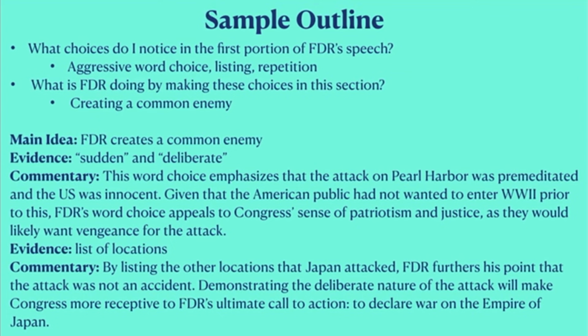He repeated the word attacked. He also repeated the word deliberate. Those are my major choices. That's what I want to talk about. Then I have to ask myself, okay, what is he doing by making these choices? More broadly, all of these things point to him trying to create a common enemy. That's going to become my main idea. So instead of focusing on just repetition or just the list, I'm going to focus on trying to prove that he begins his speech by creating a common enemy. Once I've settled on my main idea, then I need evidence and commentary to prove it.